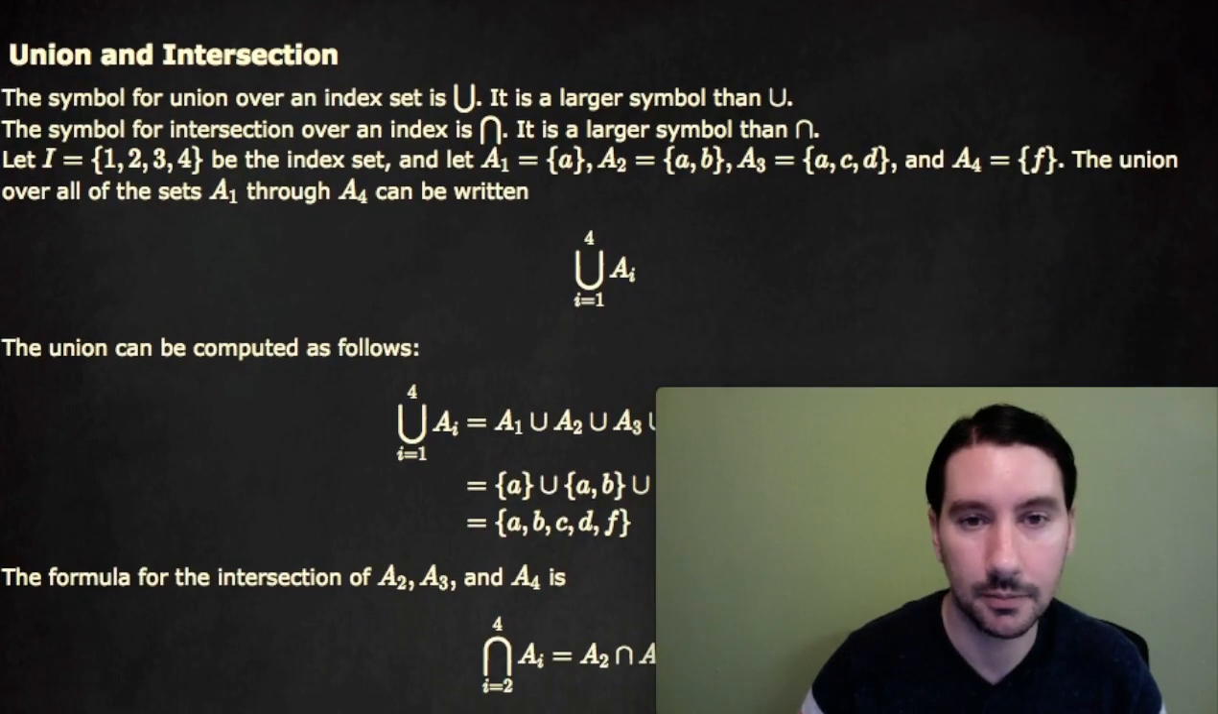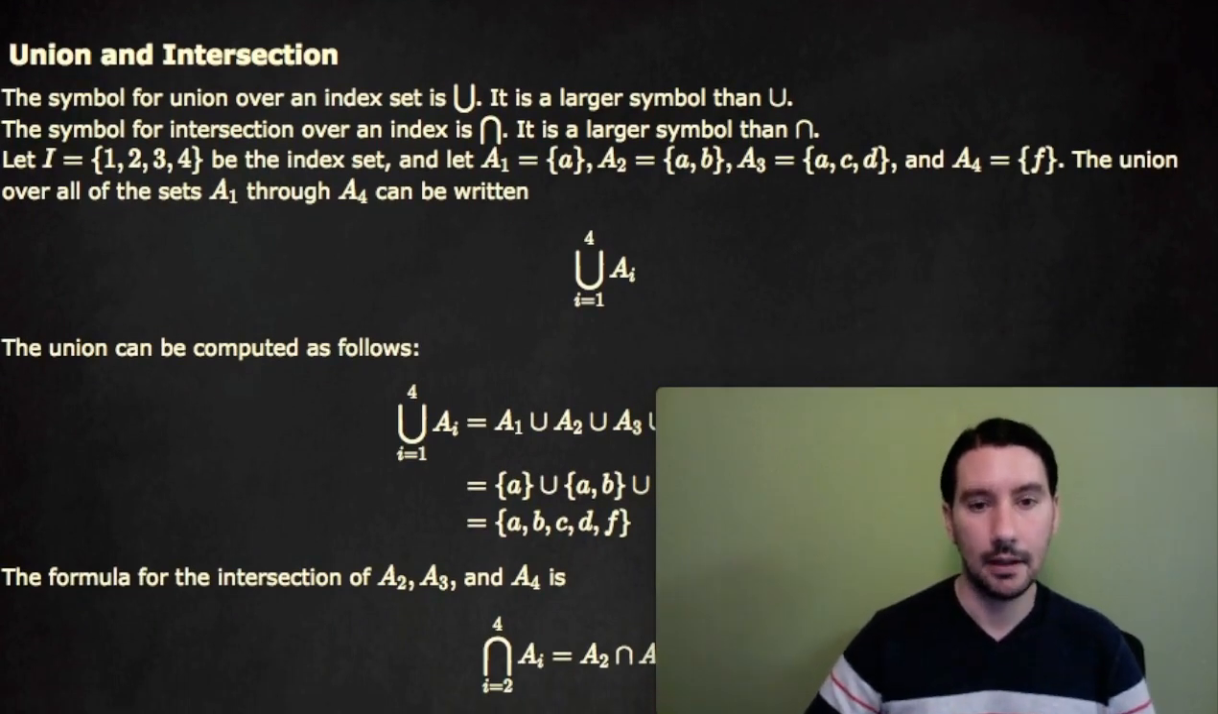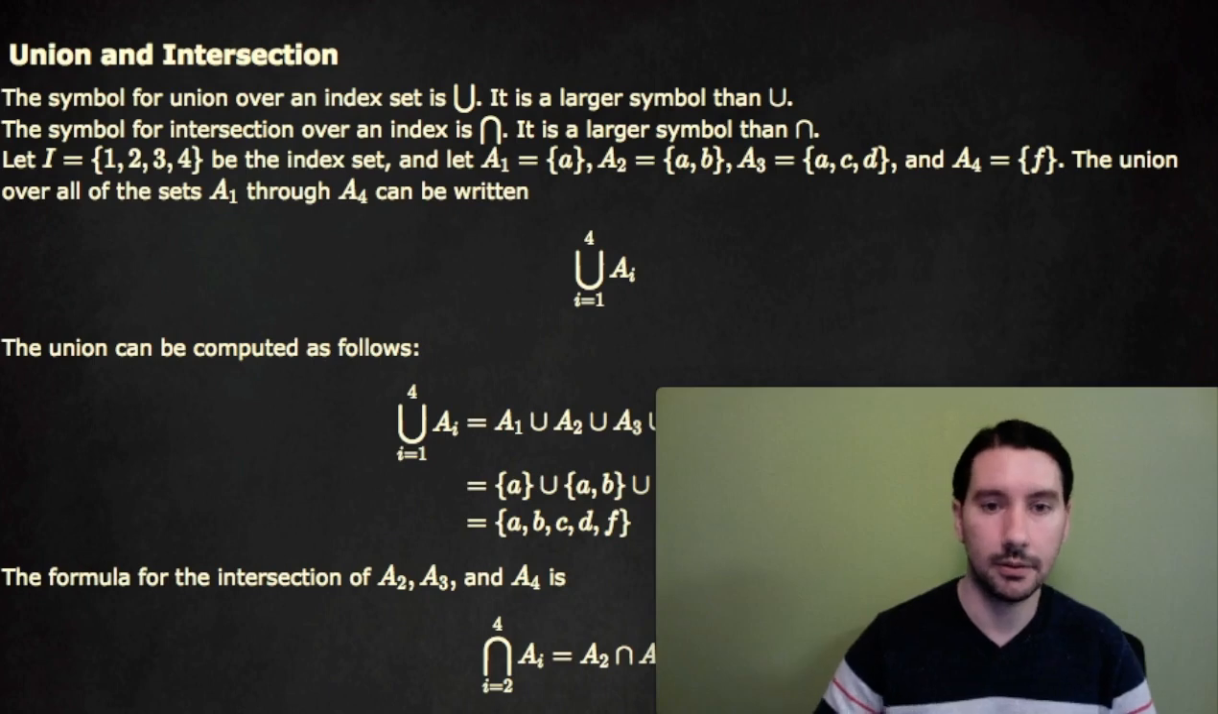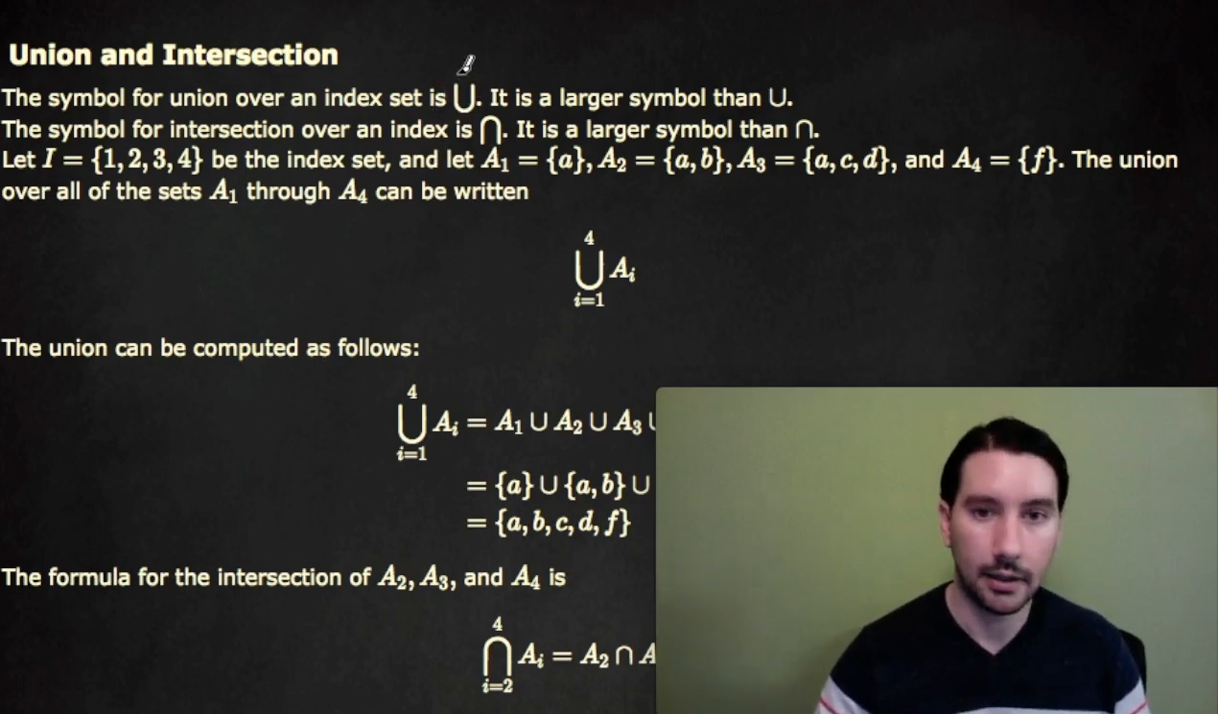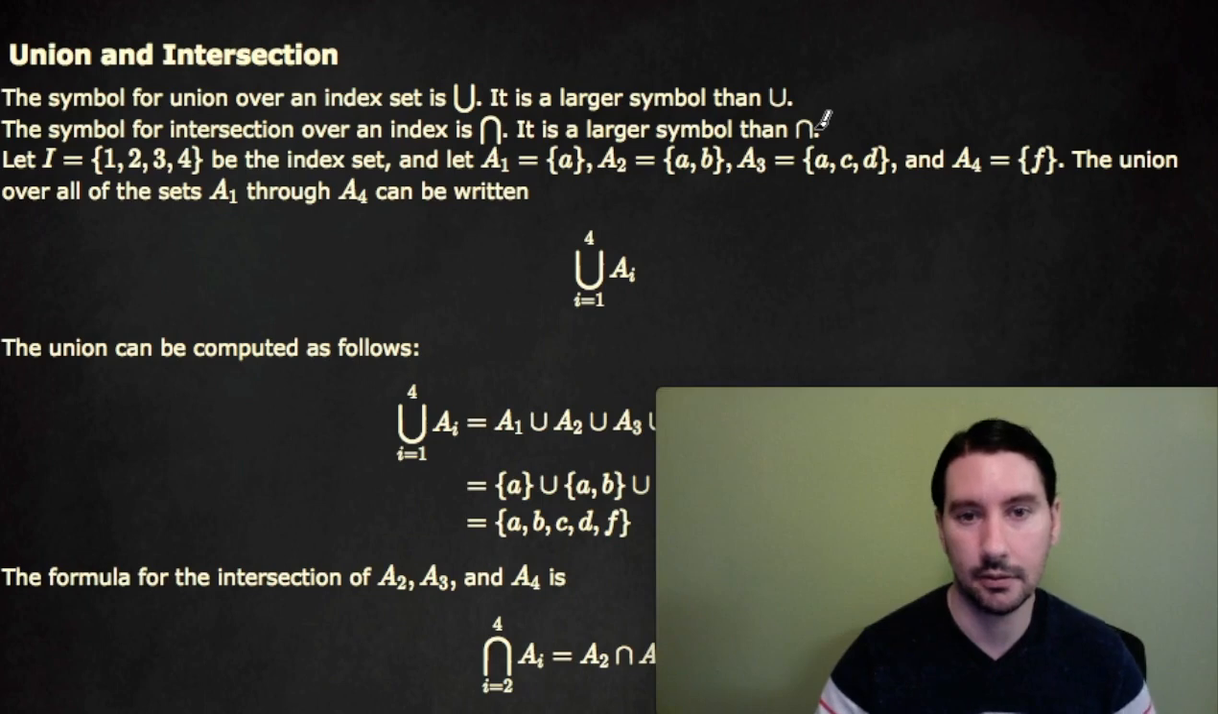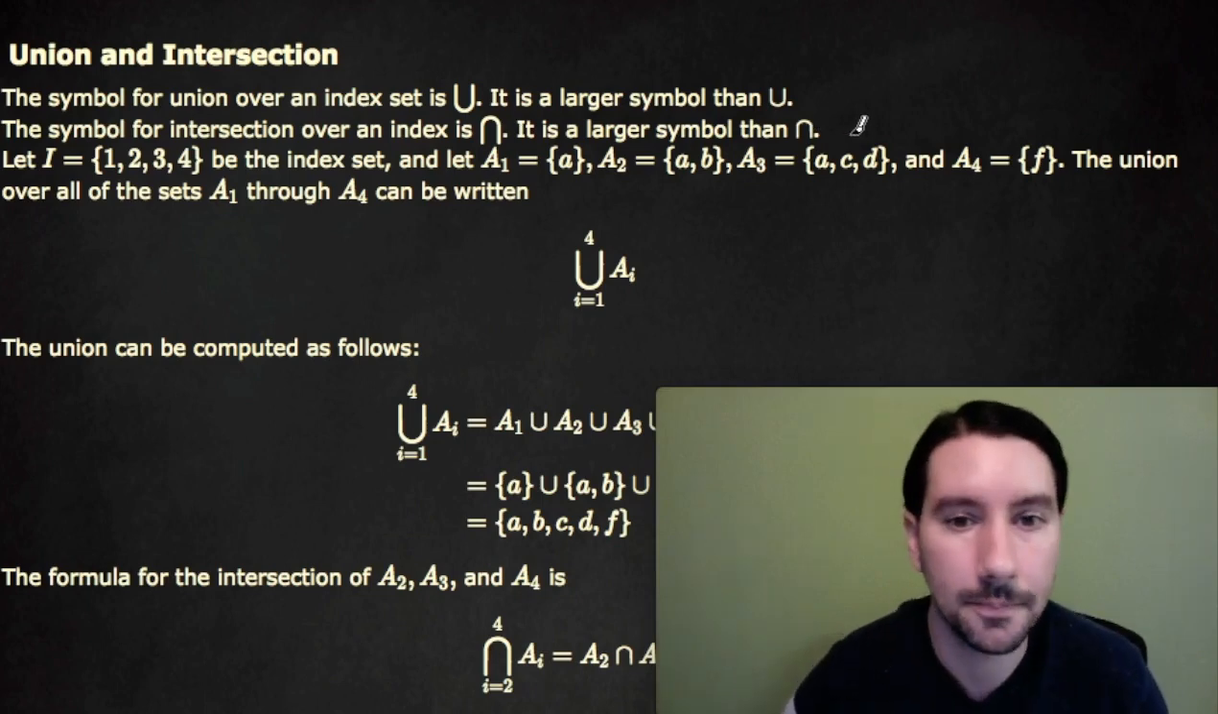Now we're going to look at some similar operations with sets. Whenever we're going to take a union over some sets with an index set, we use a large union symbol, or this large cup symbol. And similarly, whenever we're doing an intersection over an index set, we use a large intersection symbol. Notice this intersection is just a larger version of the regular intersection symbol.